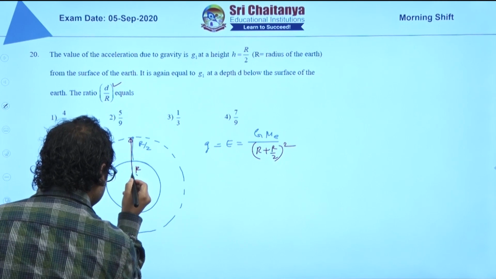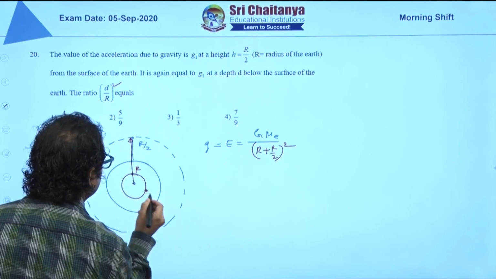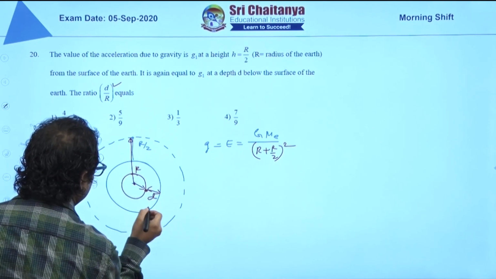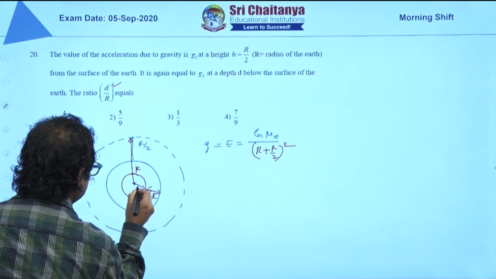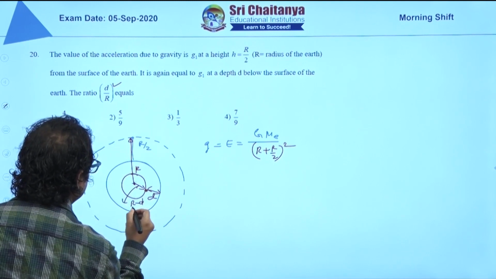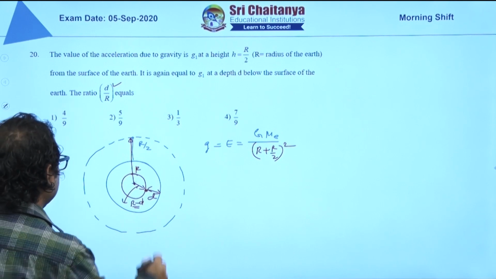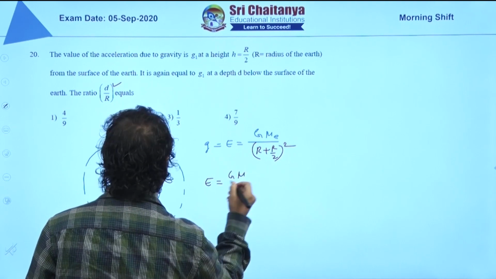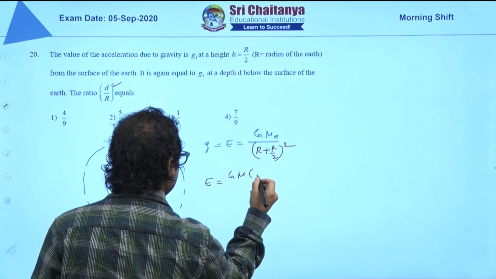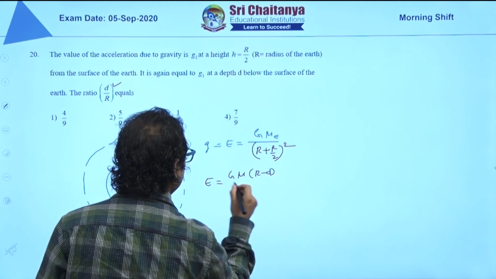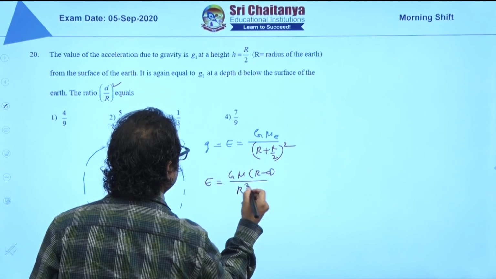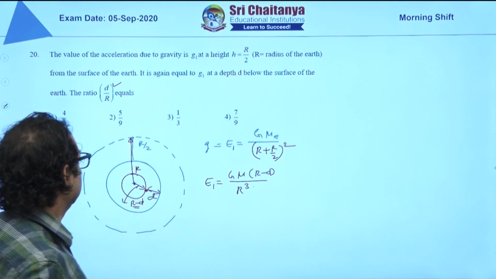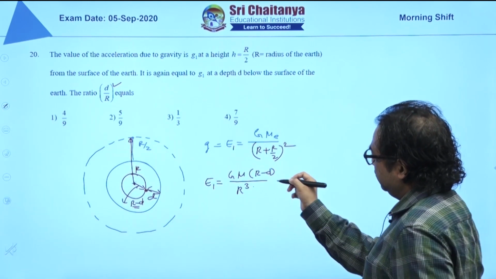So, you have to take a depth d here, this point, this one is your d. So, from the center the distance is nothing but R minus d, right. And we know the formula, that the field is GM into the distance from the center, that is (R minus d), upon R cube. This is at 1, this is at 2. We need to just equate it.